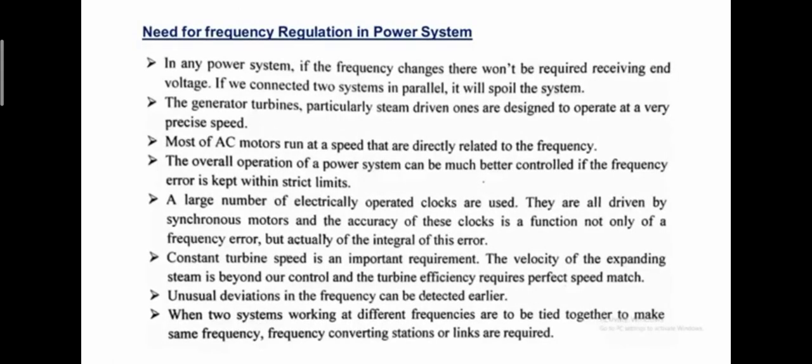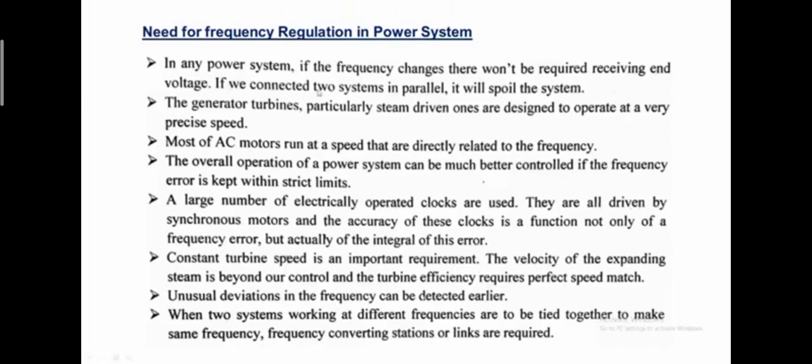Then next, the need for frequency regulation in the power system. When the load on the power system increases, what happens is the synchronous generator rotor will accelerate and decelerate. Then the relation between the frequency and speed is Ns equals 120F divided by P. So the synchronous generator rotor speed decreases, the rotor angle value increases, that is the load angle increases, as well as a frequency drop will occur. Frequency drop, frequency deviation will occur. Here some important points are: in any power system, if the frequency changes, there would not be required receiving end voltage.